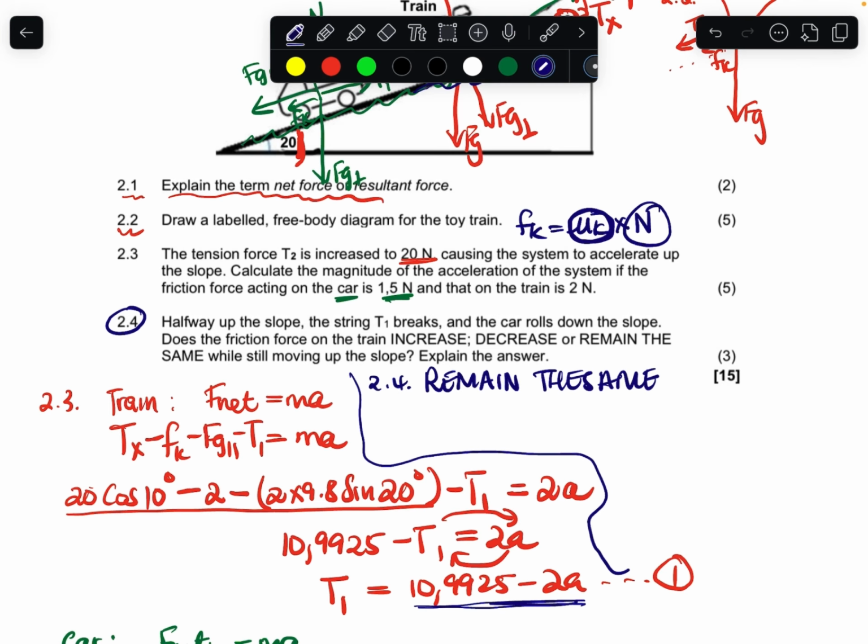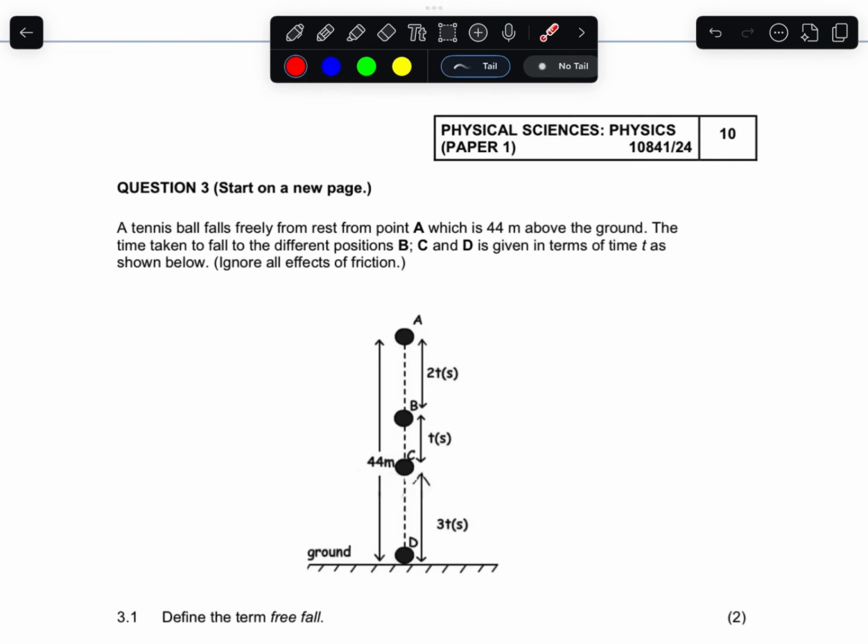It's 3 marks, which is 1 mark for the answer, so I must have 2 points for the reason. The reason for that, you will say the normal force is the same, did not change. And secondly, you will say the frictional force is directly proportional to the normal force. So you can write that like that.